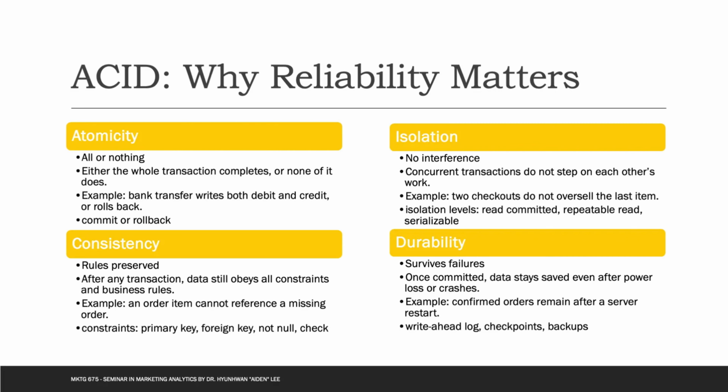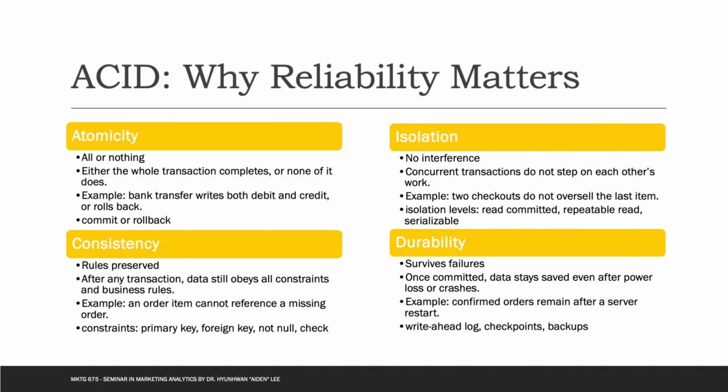Consistency means rules are preserved. After any transaction, the data still follows all constraints and business rules. For example, an order item cannot point to an order that does not exist. Primary keys, foreign keys, not null rules, unique rules, and check rules all help keep the data consistent.